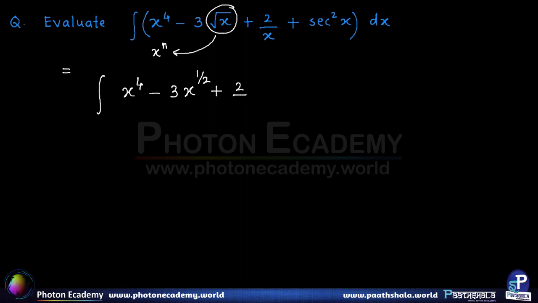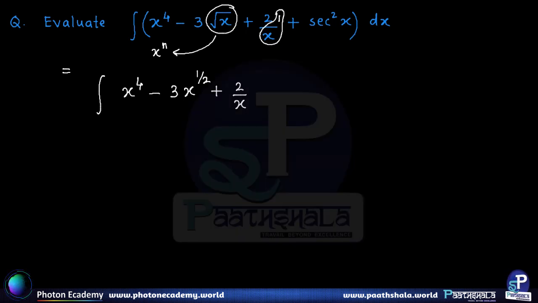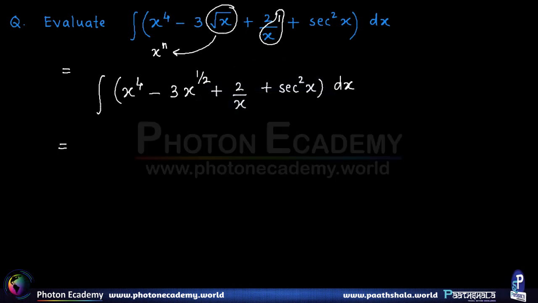Plus we will write 2 upon x as it is, because out of 2 upon x, the term 1 upon x is directly integrable. And lastly, the term sec square x as it is. So basically in most of the sums of integration, our main aim is to bring the function which is to be integrated into a form which is directly integrable. So now we can directly integrate.